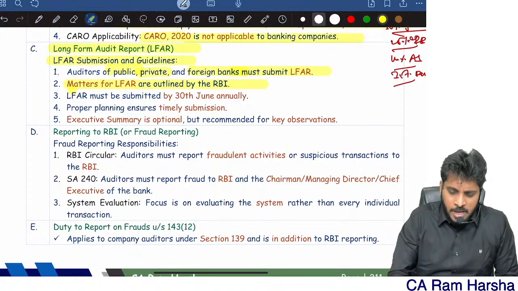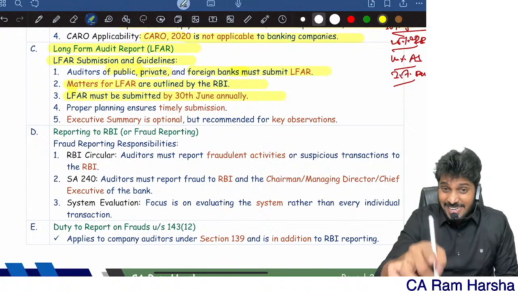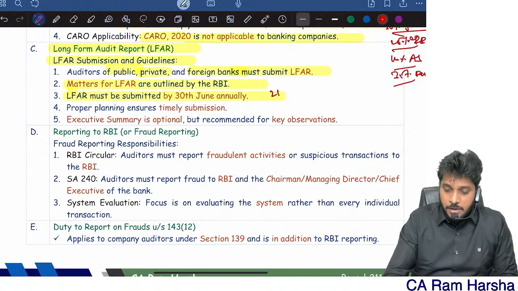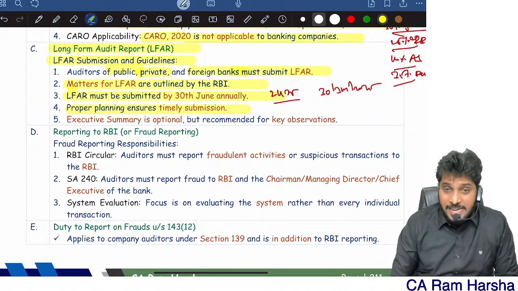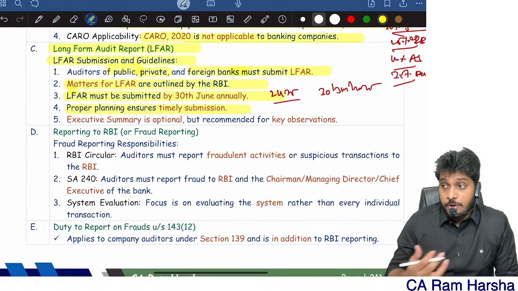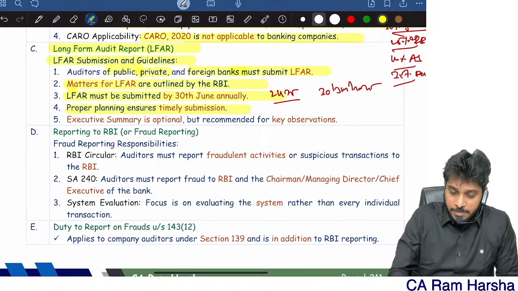RBI will decide. The long form audit report must be submitted by 30th June annually. So for example, for financial year 24-25, March 2025 is the closing date, and the due date is 30th June 2025. Next, proper planning. So even for LFAR, you must do proper planning so that you can submit on a timely basis.